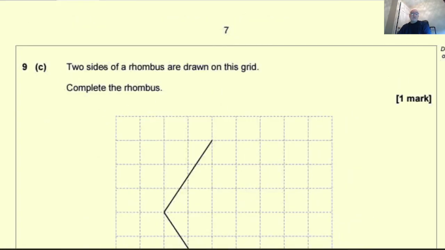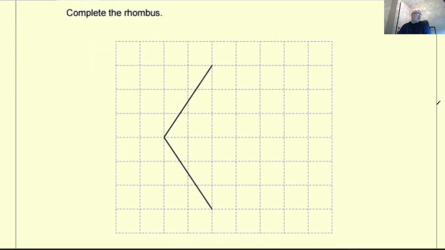Question 9c. 2 sides of a rhombus are drawn on this grid. Complete the rhombus. Now, a rhombus is my diamond shape. The sides are all the same length, so they are 2 squares along, 3 squares up, 2 squares along, 3 squares down. So if I go from this point here, 2 squares the opposite direction, that's where my sides are going to go, to make equal sides in each way. I'm just going to draw those 2 sides in. It's only a 1 mark question. Rhombus means all these sides are the same length.